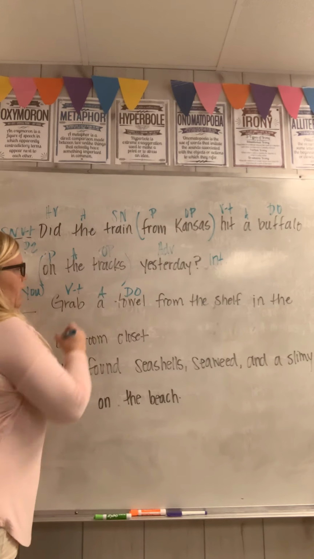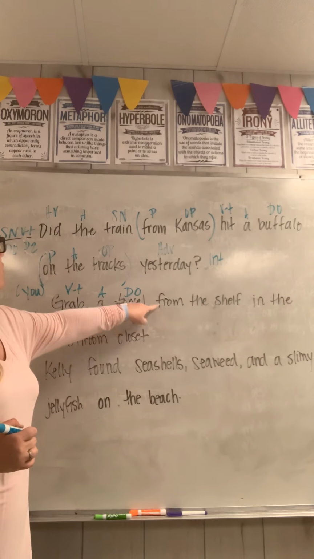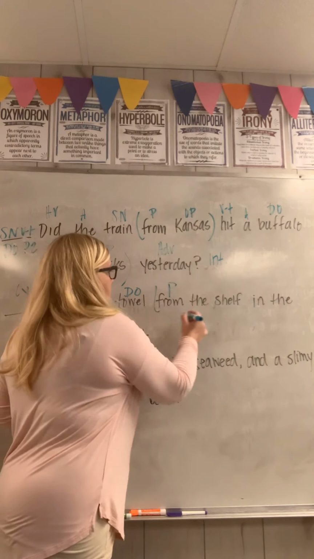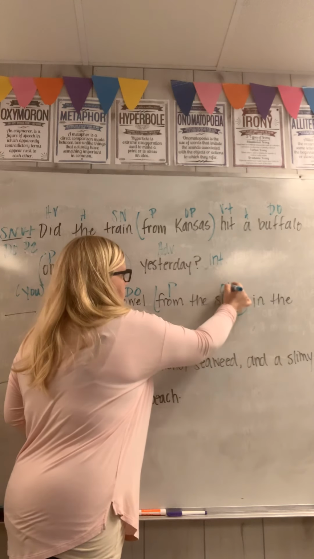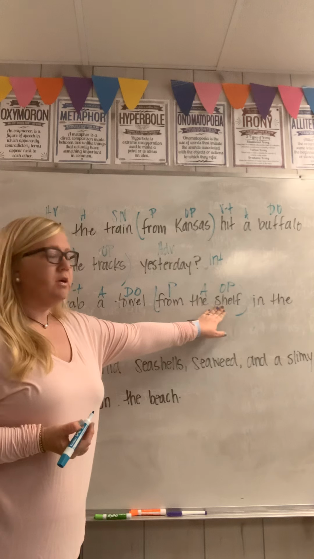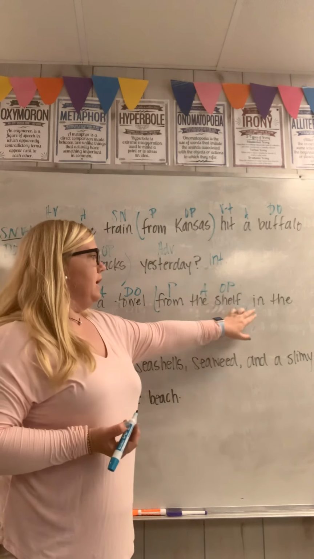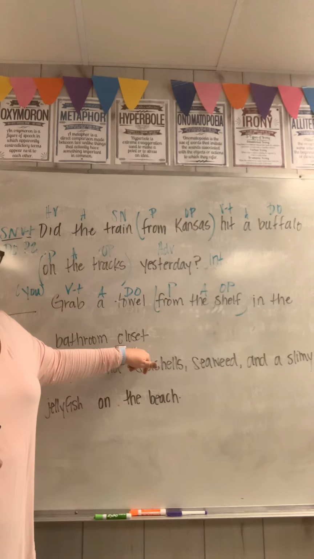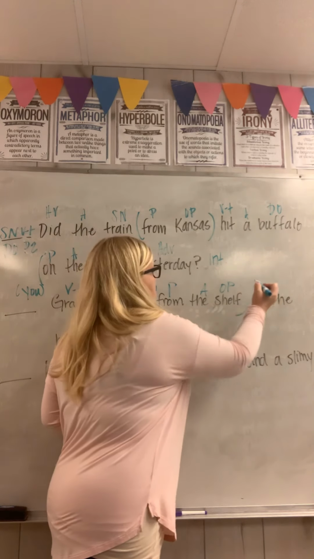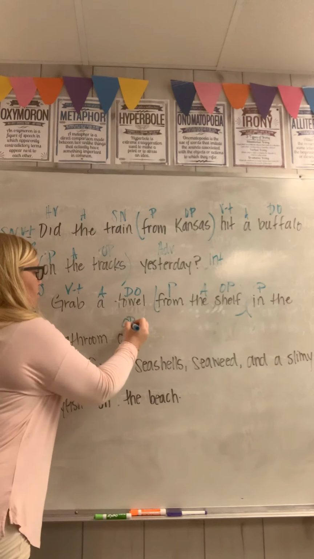A is an article adjective. And then we have from the shelf. What did I tell you from was? It's a preposition. So from the shelf is our first prepositional phrase. From what? From the shelf. And then article adjective is the. So in the bathroom closet. Okay? In is the preposition. So in what? In the closet. So that's our object of the preposition.